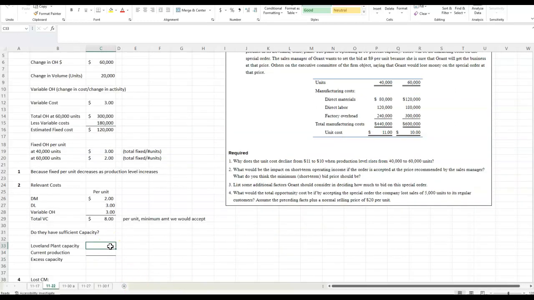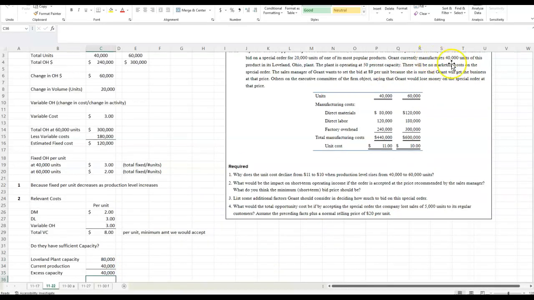So what is capacity then? If they're operating at 50%, or they're at 40,000 and capacity can go another 50%, in other words, double it, they're operating at half capacity, we could operate at 80,000. That's our capacity. Our current production is at 40,000. So our excess capacity is 40,000.